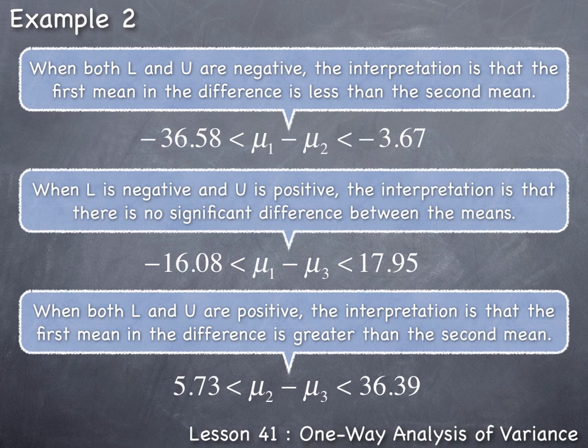When L is negative and U is positive, the interpretation is that there is no significant difference between the means. So in this case, ranging from the negative 16.08 to the positive 17.95 indicates that 0 is included in this confidence interval, thus making the difference between mu1 and mu3 not significant. That is, the mean weight of the rainbow trout caught in the Yuba rivers is approximately equal to the mean weight of the rainbow trout caught in the Truckee rivers.